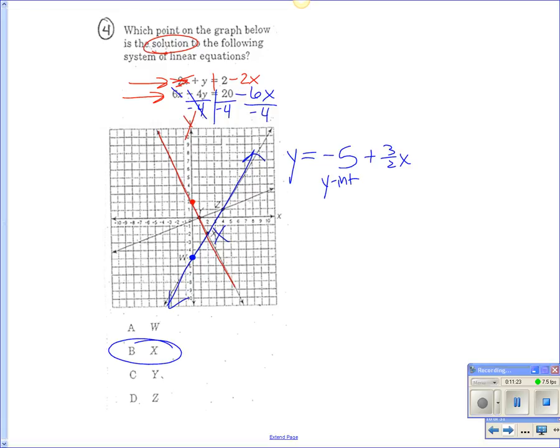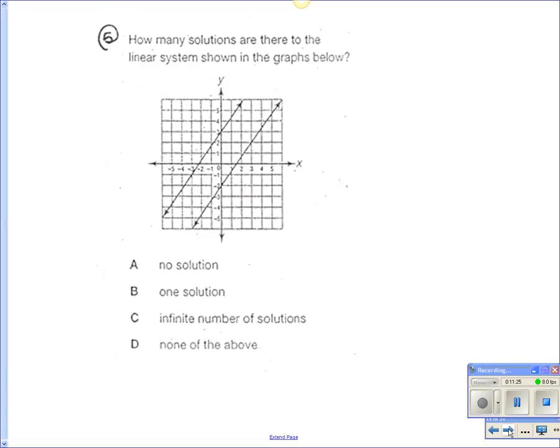Okay. Number 5. How many solutions are there to the linear system shown in the graph below? Connor, what should I circle? Up here. Solution. Connor, why is it no solution? Because they're parallel and they never what? They never intersect, so it's no solution.